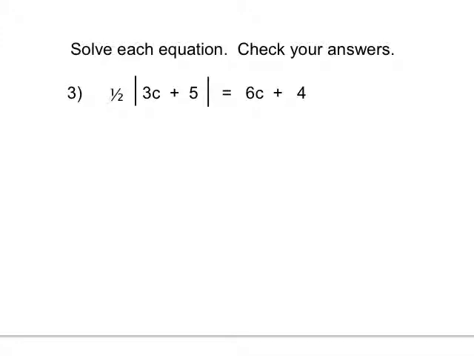The next example needs absolute value to be isolated. So we're gonna begin by dividing by the fraction 1/2. And some of you may realize that dividing by 1/2 is the same thing as multiplying by 2, but I'm going to do that step now. So here's the result of dividing by 1/2, and now we're ready to make 2 problems.